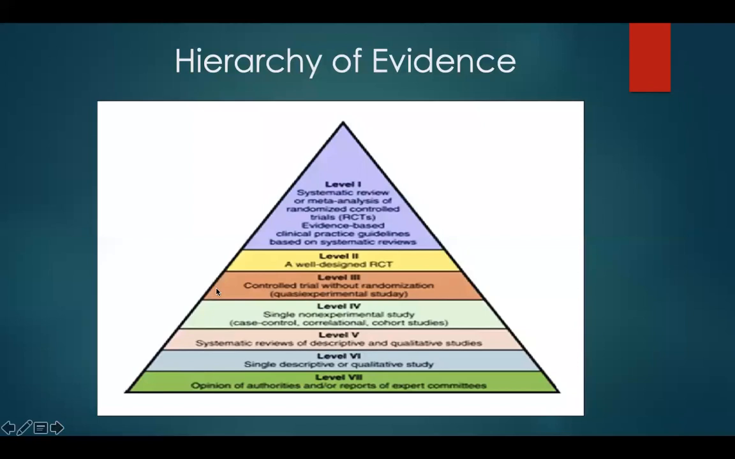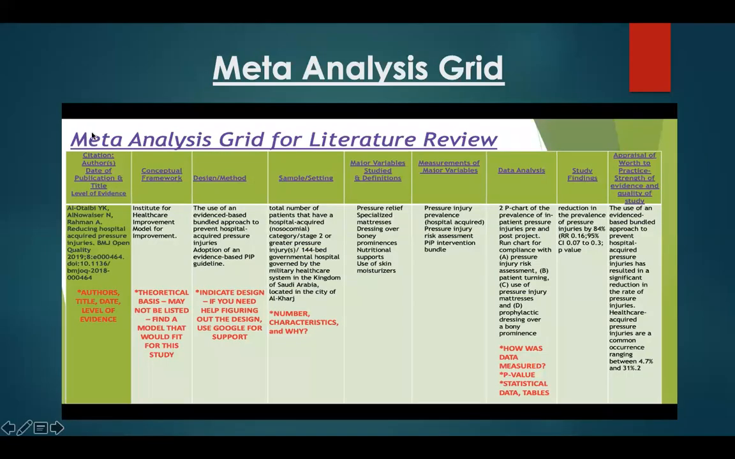Next, I just wanted to review the hierarchy of evidence again. Within your meta-analysis grid, we are going to add that you should be including what level each article is, level 1, level 2, level 3, within the first column of the grid. So here we have the grid. Right now you have the citation, the author, date of publication, and title. You're also going to include your level of evidence within this area of the grid.